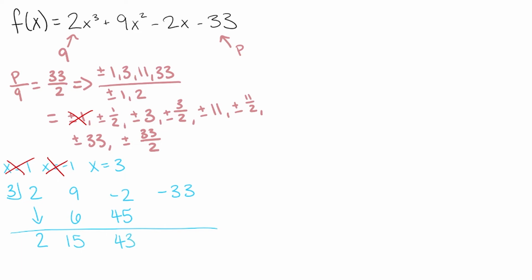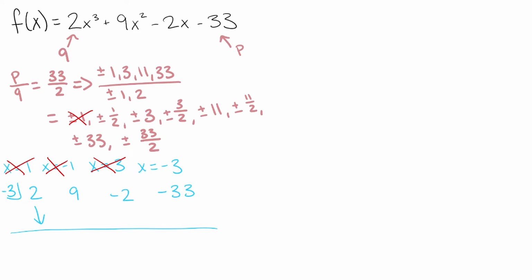3 times 43 is 129, and negative 33 plus 129 is 96. This is not 0, so we know that this is not a solution. So now let's try x equals negative 3.